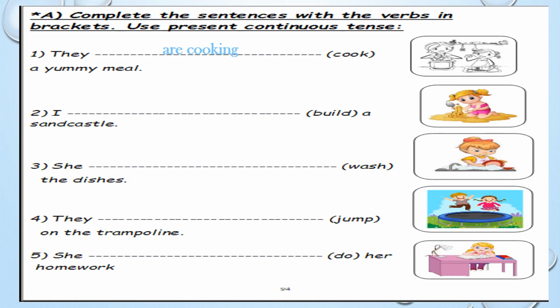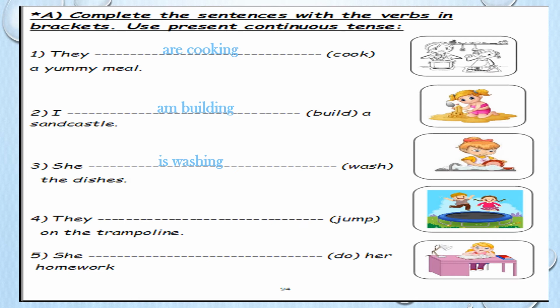Number 2, what are you doing? I am building a sand castle. So we put verb to be am and then we add ing to the verb. Number 3, she. What is she doing? She is washing the dishes. So we put first verb to be is and then we add the ing to the verb.